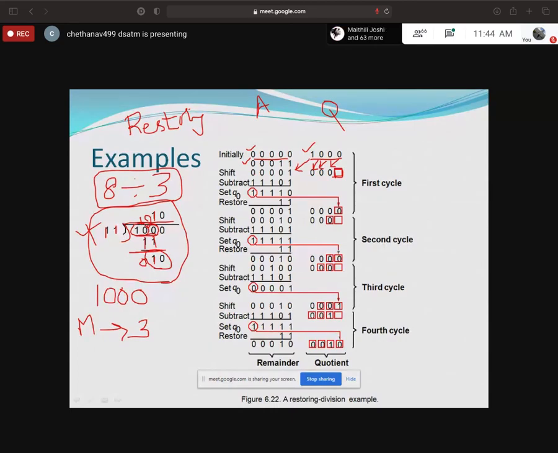Have you understood this first procedure, first step? Whenever I give the dividend and divisor, first thing is A will be 0 initially, M will be your divisor, Q will be your dividend. After that, first thing is you have to shift A and Q. Don't touch M. Till here, are you clear?